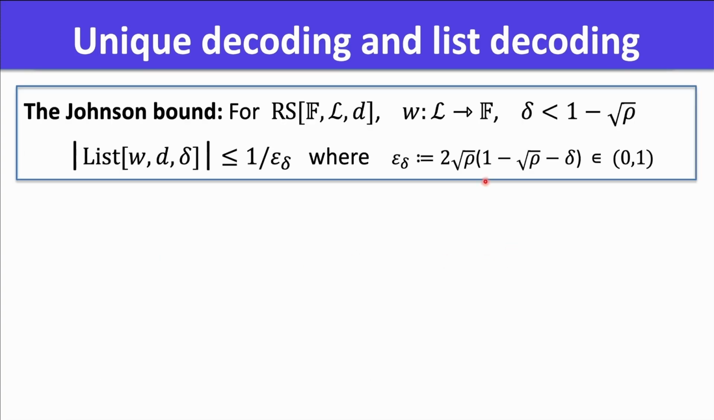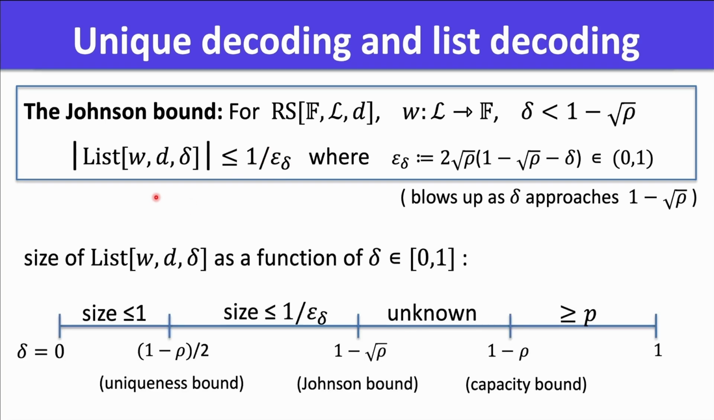So we can restate the Johnson bound in terms of rho. As long as delta is less than 1 minus square root of rho, we know that this list is bounded by the fraction 1 over epsilon delta. And you can see that as delta approaches the Johnson bound, 1 minus square root of rho, this term goes to 0, and so epsilon delta will go to 0, and therefore 1 over epsilon delta will explode and become infinity. But below the Johnson bound, we have a good bound on the size of the list.